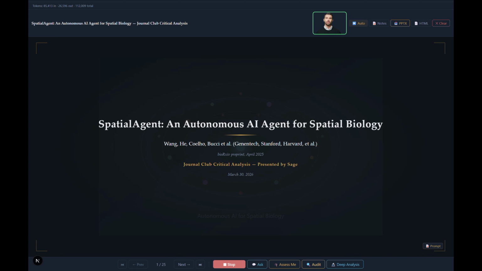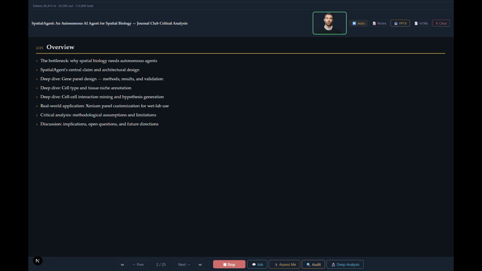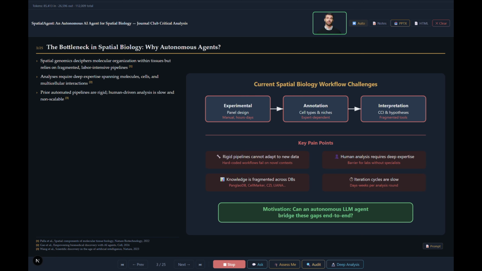Today, we're critically examining Spatial Agent, a paper from Wang, He, Coelho, Bucci, and colleagues at Genentech in Stanford. Here's our roadmap for today. We'll start by framing the problem in spatial biology, then examine the paper's central claim and how Spatial Agent is architected. The bulk of our discussion will focus on 4 use cases, with particular attention to the validation approaches. We'll close with critical analysis and open discussion points.